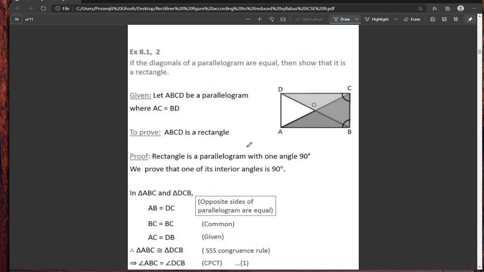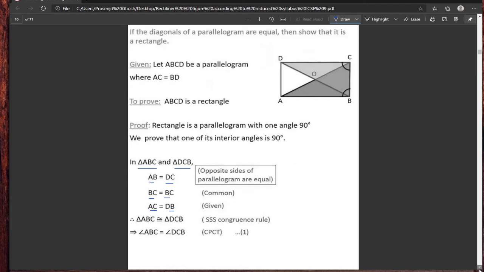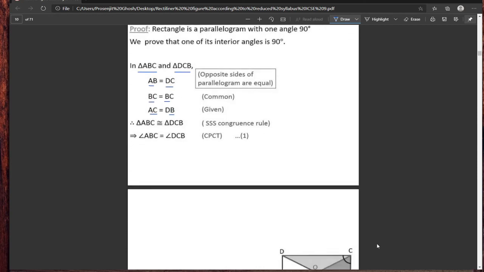For that, I just divided this one into a few triangles, that is ABC and DCB. After doing that, you can see that AB must be equal to DC, BC and BC is the common side obviously, and AC must be equal to DB, and that is given. Okay. So this is enough to make those two triangles congruent by SSS congruency. So we have those triangles as congruent. That means we can say that ABC is equal to DCB.